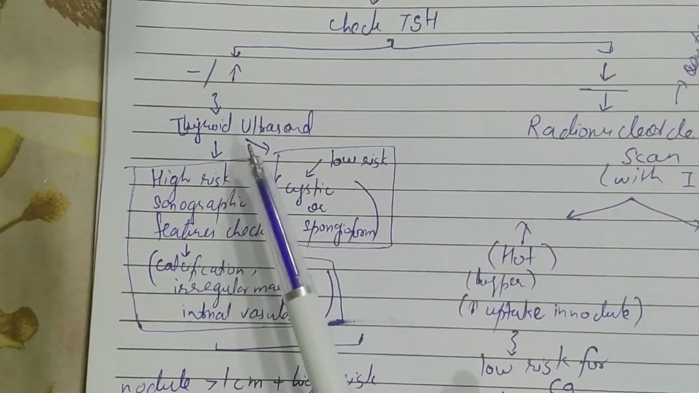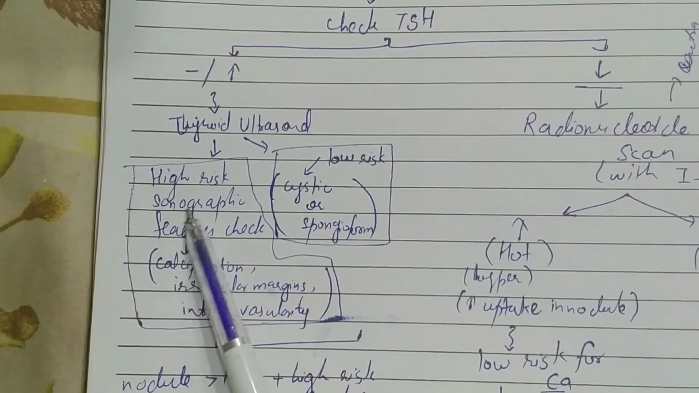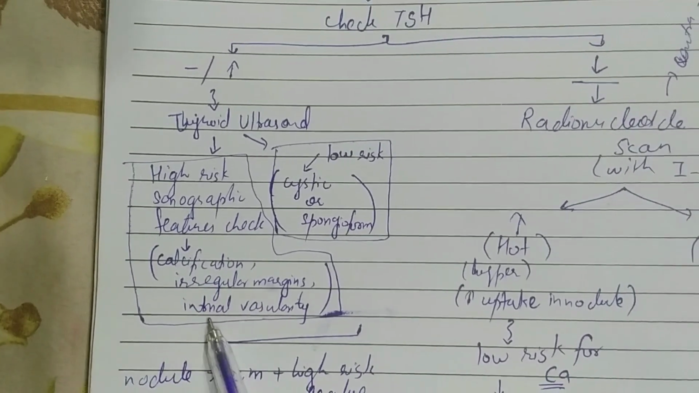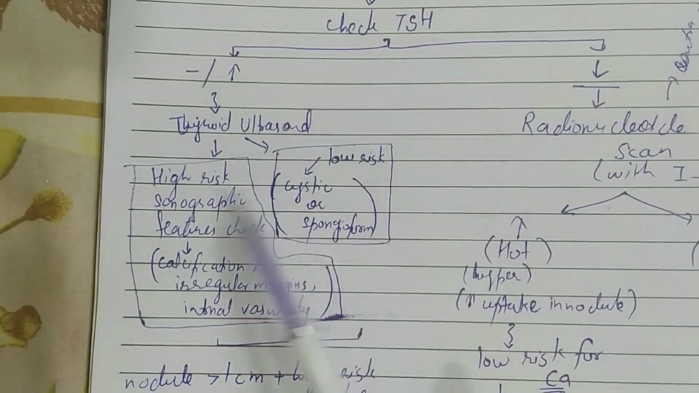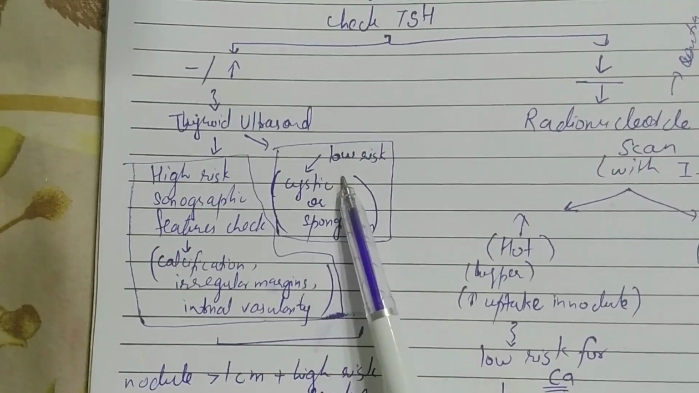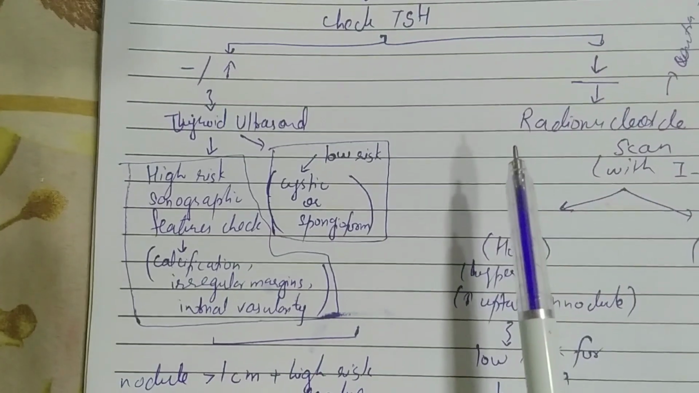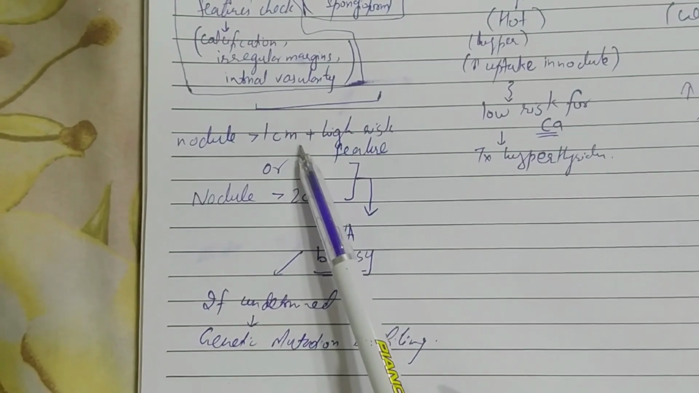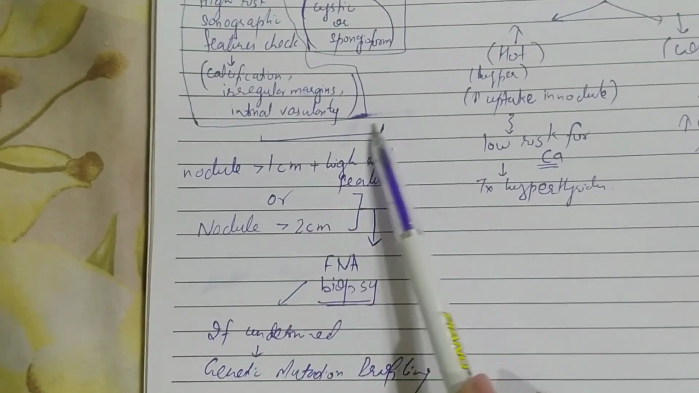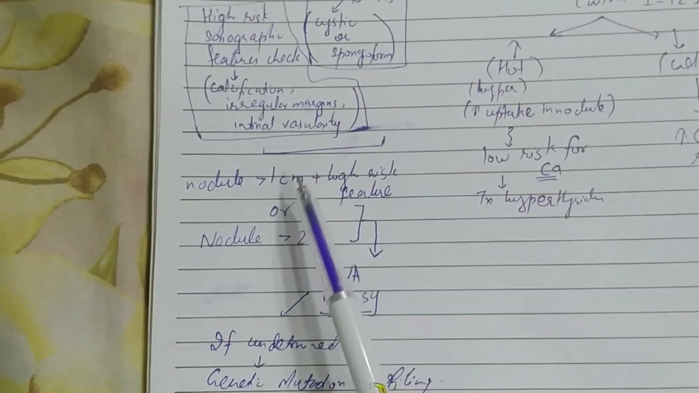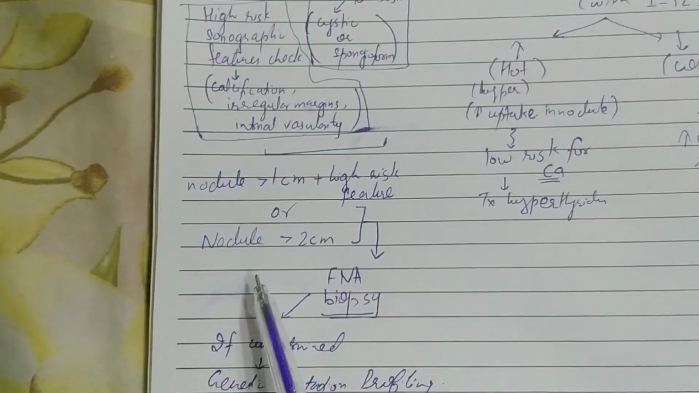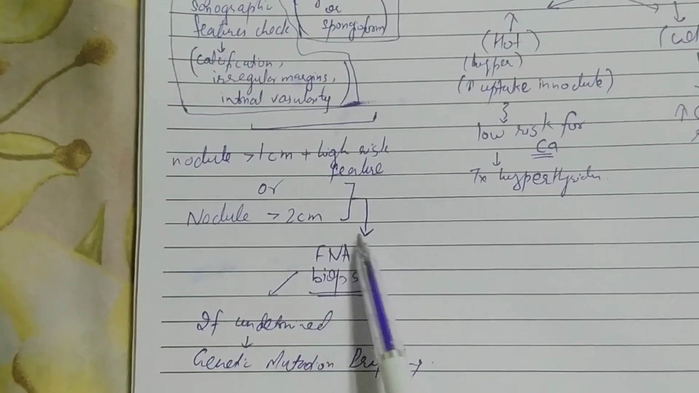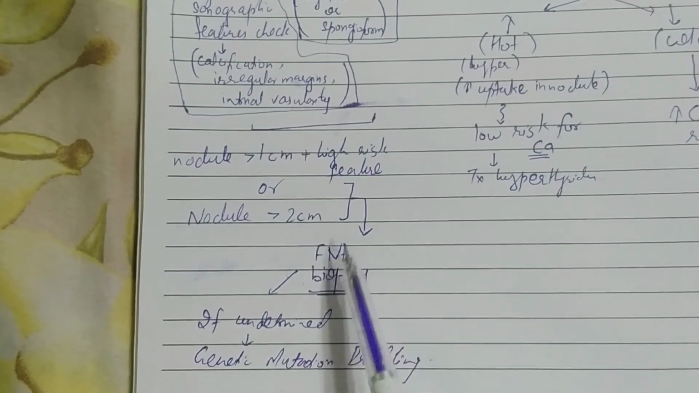Now, in the thyroid ultrasound, we check for malignant features suspecting thyroid cancer. It may show high risk sonographic features like calcifications, irregular margins, or internal vascularity, or low risk features like cystic or spongiform changes. If the nodule is more than 1 centimeter and has any high risk feature, or the nodule is larger, more than 2 centimeters, we have to do an FNA biopsy.